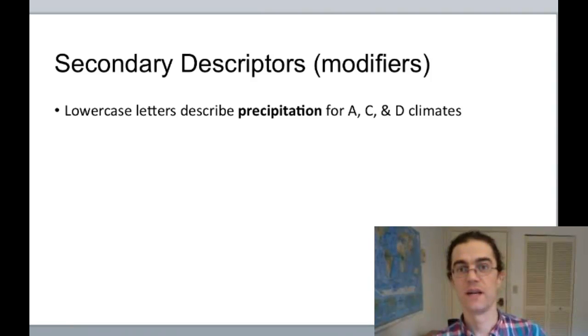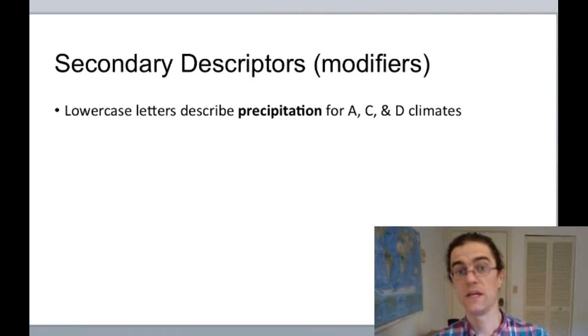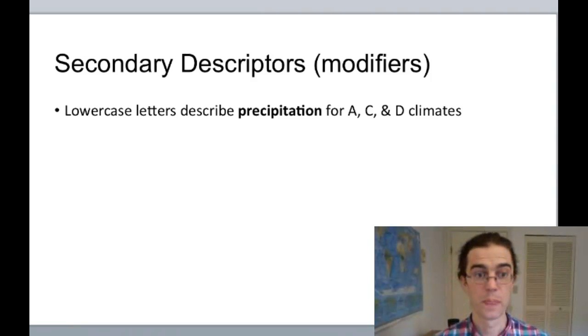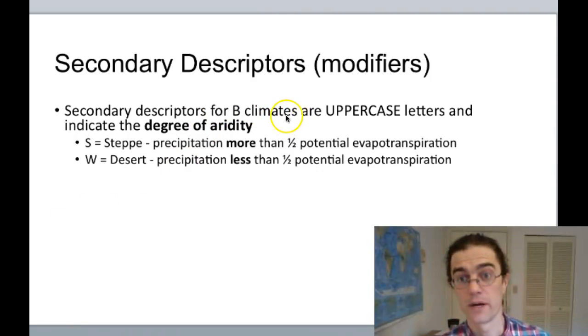So then we get to secondary descriptors or modifiers. These are lowercase letters that describe precipitation, right? It's our second main variable, after temperature coming precipitation. But only for A, C, and D climates. Okay. Secondary descriptors for B climates are uppercase letters and indicate a degree of aridity. Kind of a neat word for us.